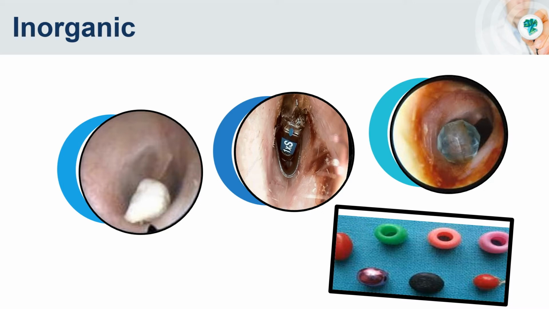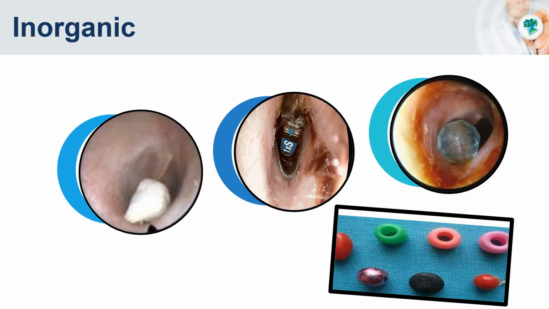For inorganic, the examples here are beads, cotton and also metal. This also requires an ENT referral. However, since it's not living and not moving, it's not that urgent to refer if it is in the middle of the night.